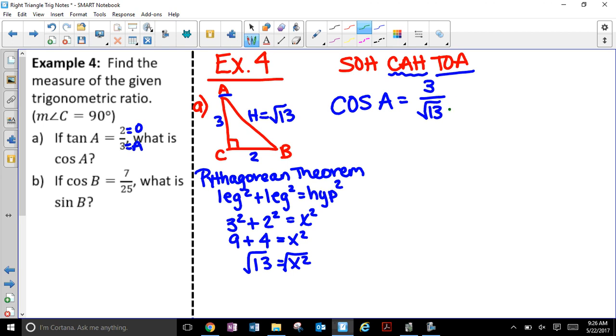Well, we have to multiply by the square root on top and bottom. So then this would now be 3 times the square root of 13. And that'd be the square root of 169, which is just 13. Because remember, when you multiply a square root times itself, you end up with just the number under the square root. So this is what cosine of A is, and that would be the choice that would show up. 3 over square root of 13 would not show up because it's not rationalized. You're not allowed to have radicals in the denominator.